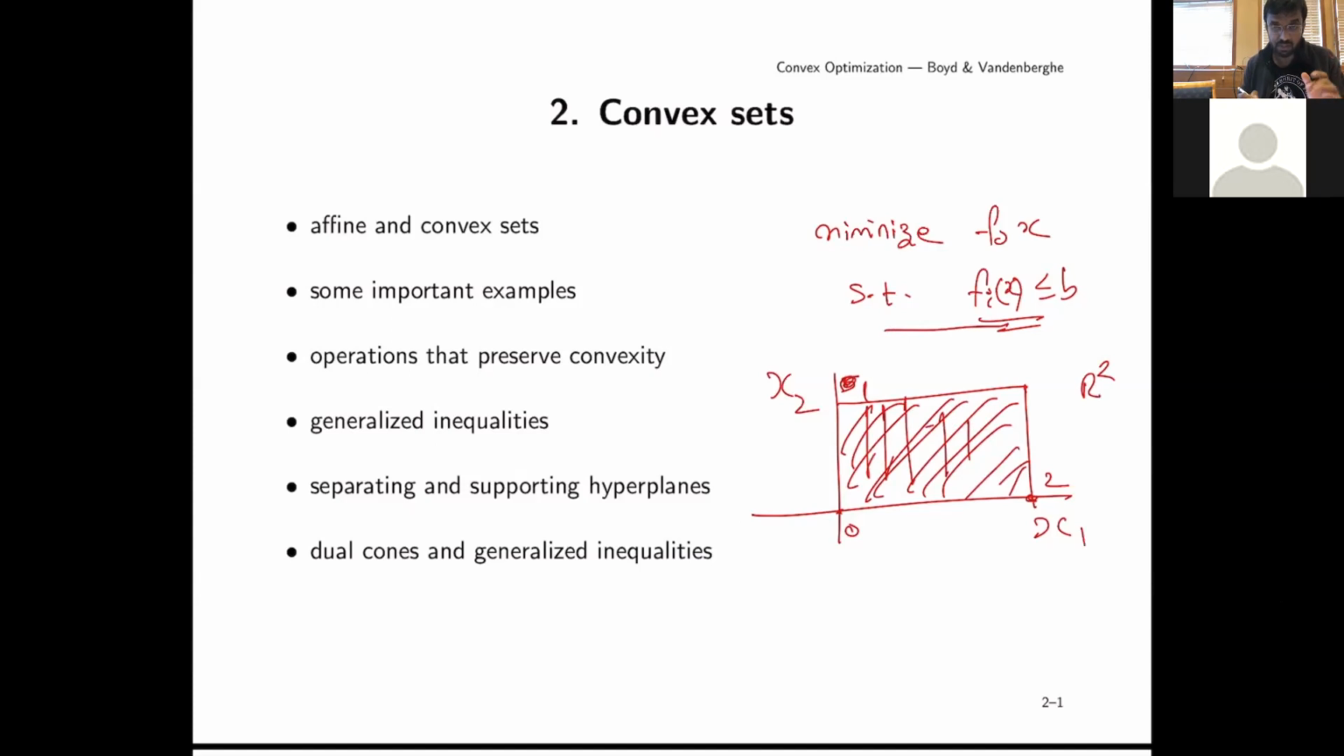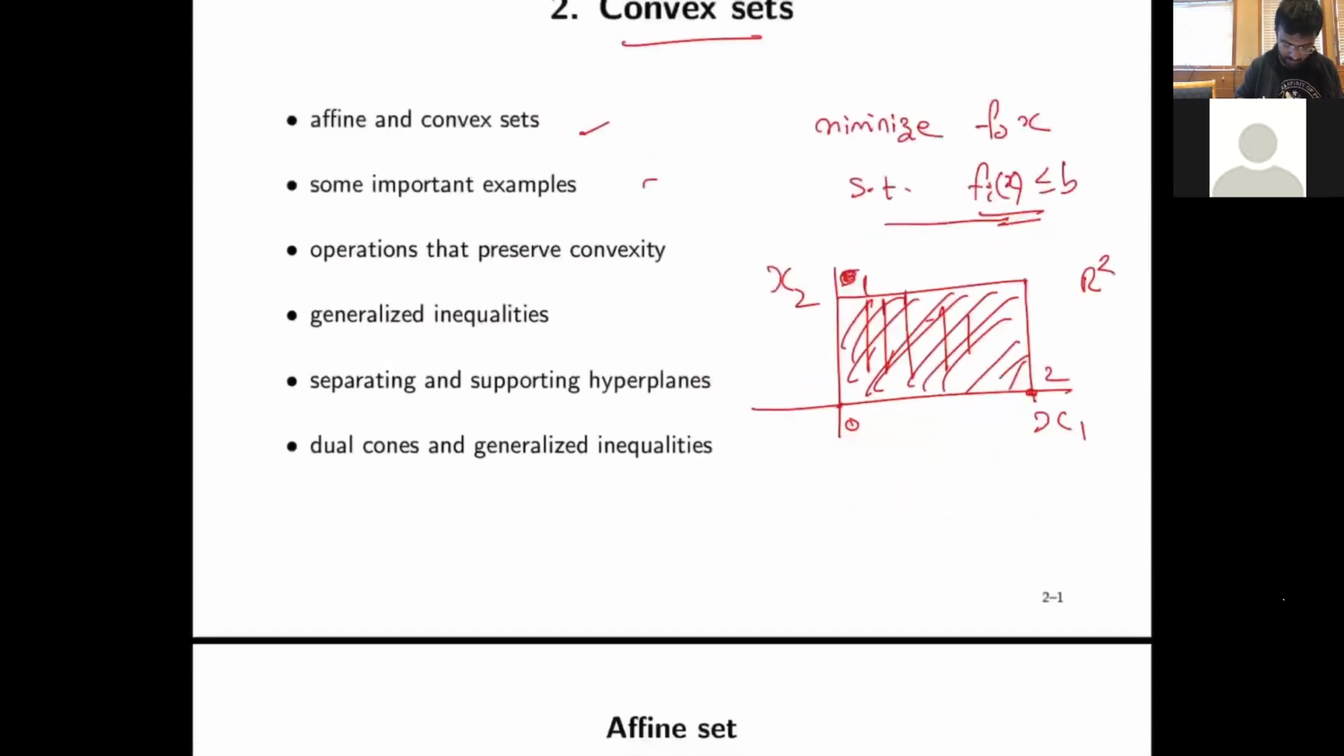So now we investigate what is that. Under which condition on that set does the problem become convex, or what should be the nature of the sets such that our life becomes easy. That is the convex set. Here there are many topics, we will see that.